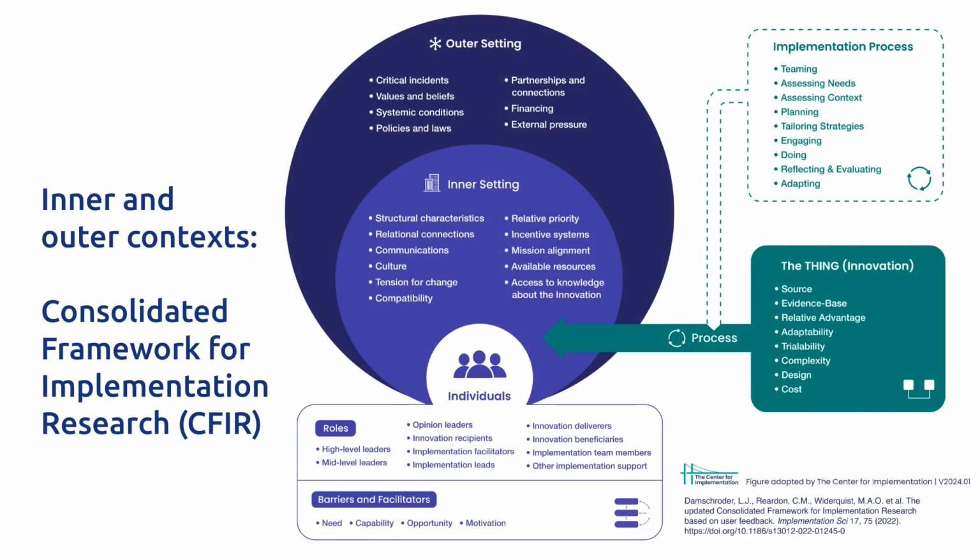Damschroder et al., in their Consolidated Framework for Implementation Research, CFIR, define the outer setting as the economic, political, and social context within which an organization resides, and the inner setting as the structural, political, and cultural contexts through which the implementation process will proceed. The line between the two is not always clear, and the interface is dynamic and sometimes precarious.